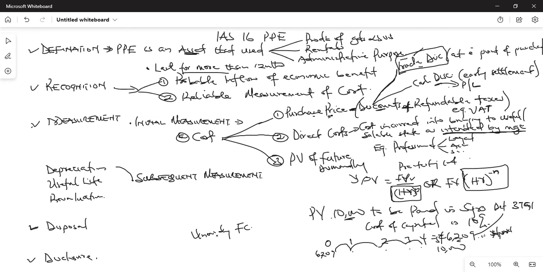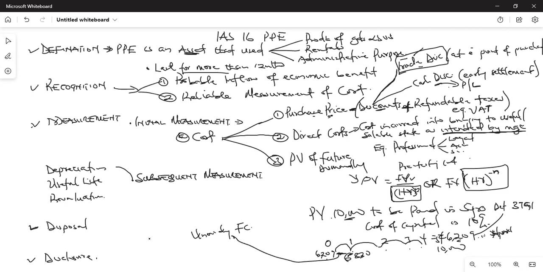So what you would do is that the rate is 10%, so every year you unwind 10%. So what do you do? The value in year 1 will be 1 plus R, which is 1.1, multiplied by 6209. And so you will get what? 6830. So the difference between here and here is what we call the unwinding cost.